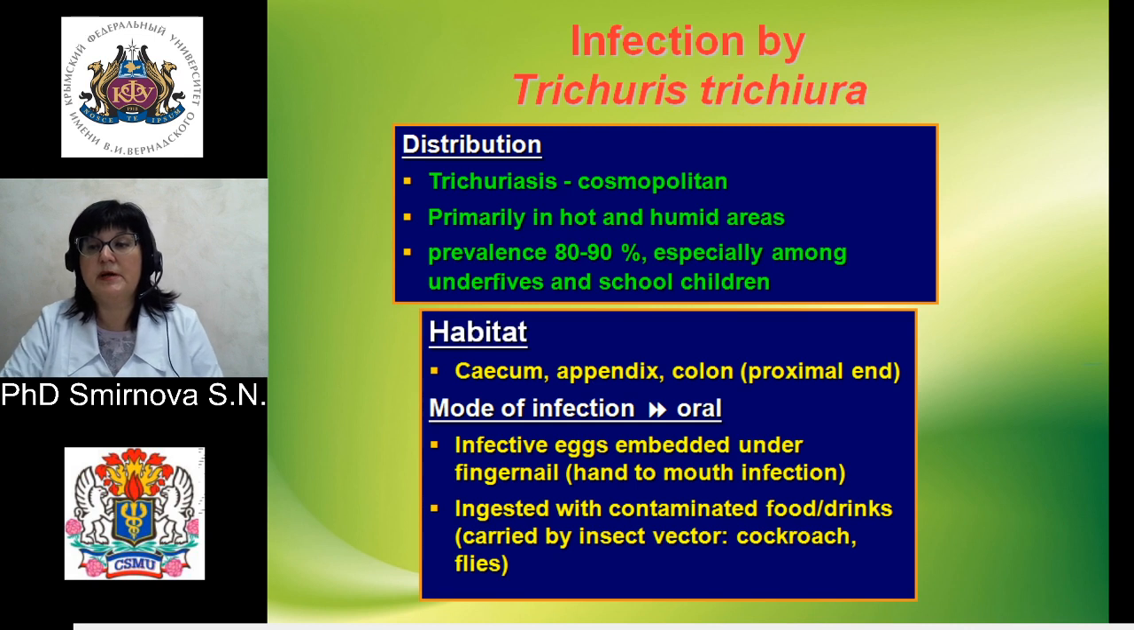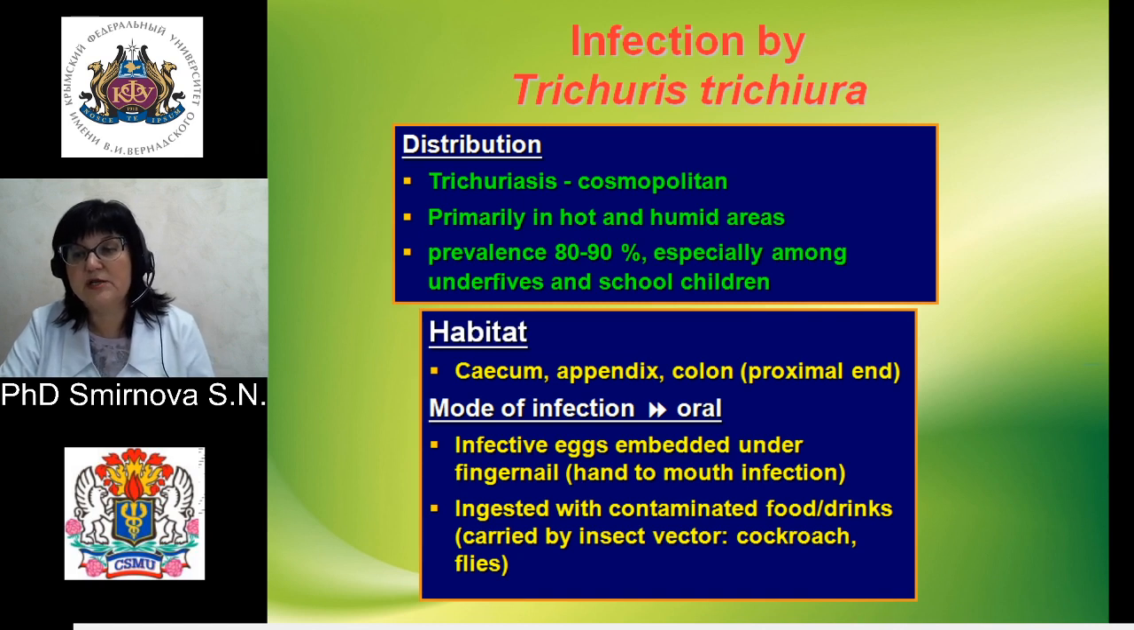Next, the important parasite Trichiurus trichiura. This is cosmopolitan. This parasite is found in humans living in hot areas. The prevalence of this parasite is 80 to 90%. The habitat is the cecum or first part of the large intestine.